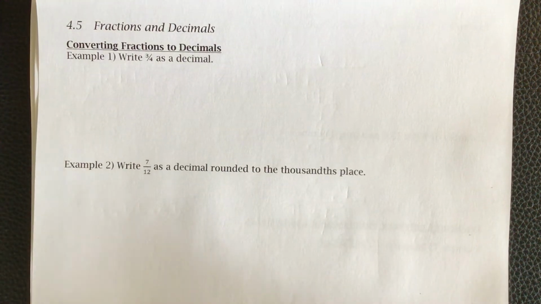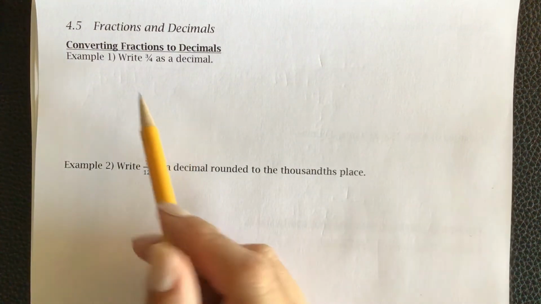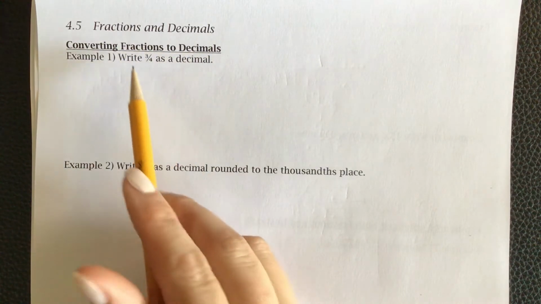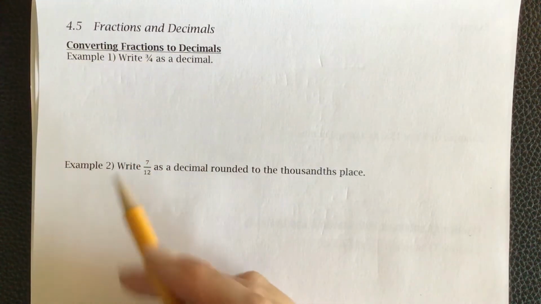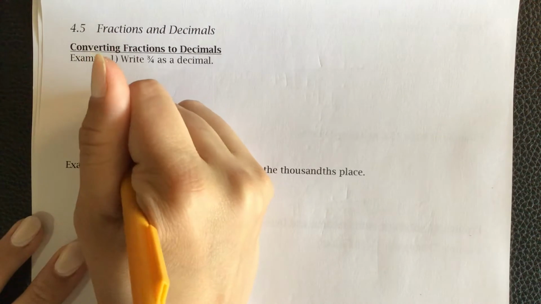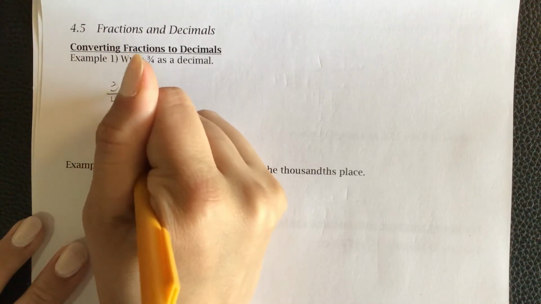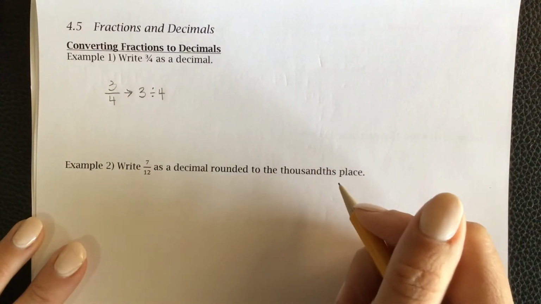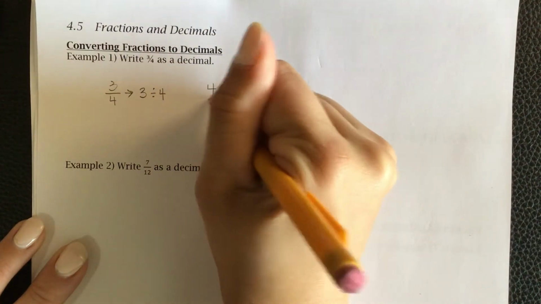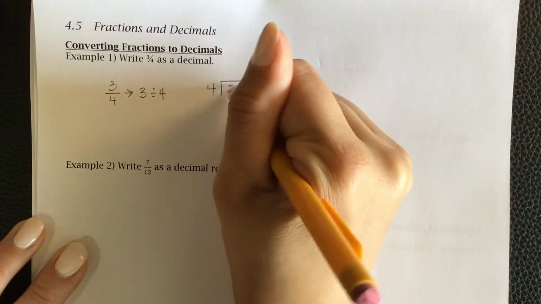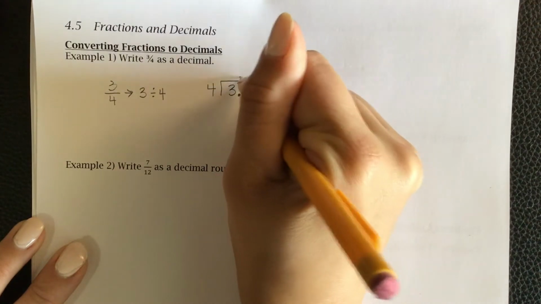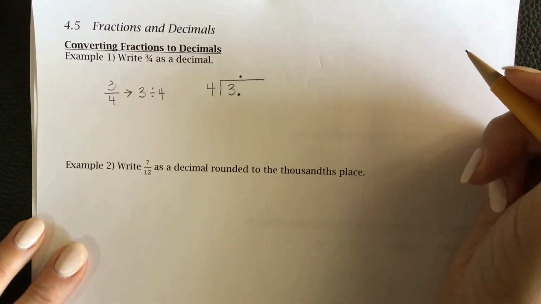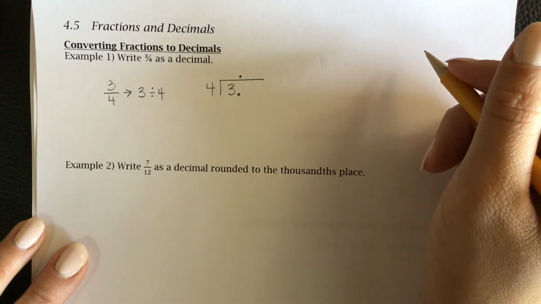4.5, fractions and decimals. Converting fractions to decimals. Write 3/4 as a decimal. We know 3/4 is the same as saying 3 divided by 4. So 4 goes on the outside, 3 goes on the inside, and you always add in your decimal because it is a fraction, so it will be a part of a whole.